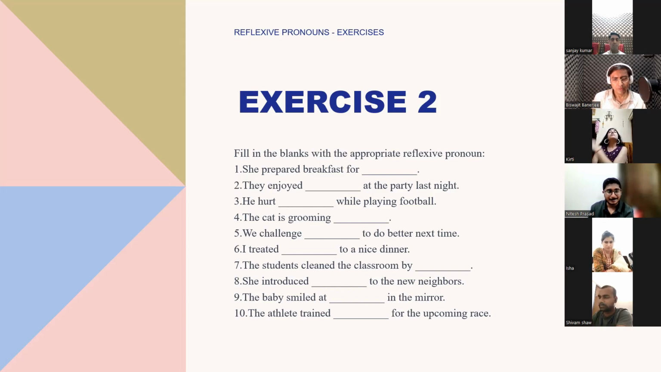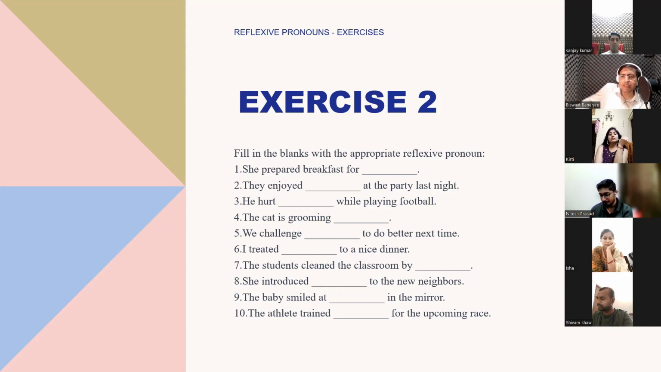The athlete trained himself or herself for the upcoming race. The athlete trained herself for the upcoming race. Correct. Himself and herself, either of the two expressions will do. The athlete trained himself for the upcoming race. The athlete trained herself for the upcoming race. Both are correct.